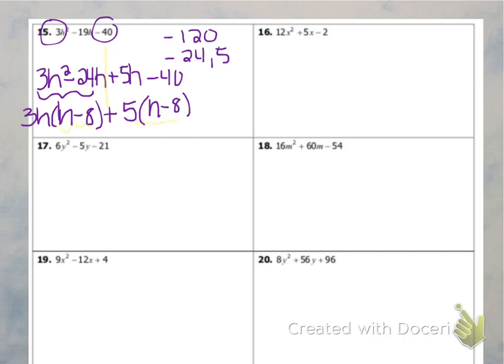And so I just have to get my final factored form, and that's going to be the h minus 8, and then the 2 terms out in front make the other factor of 3h plus 5. And again, you can write either factor first, but that is the factored form.